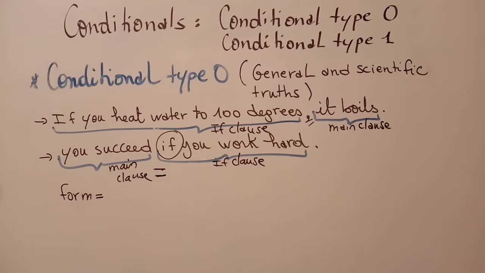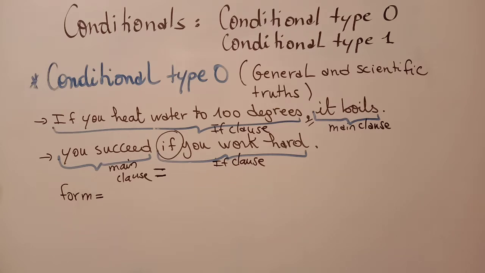Today we are going to study conditionals. They are also called the if clauses. In English, there are four types of conditionals. Conditional type 0, conditional type 1, conditional type 2, and conditional type 3. This video will be devoted to conditional type 0 and conditional type 1.